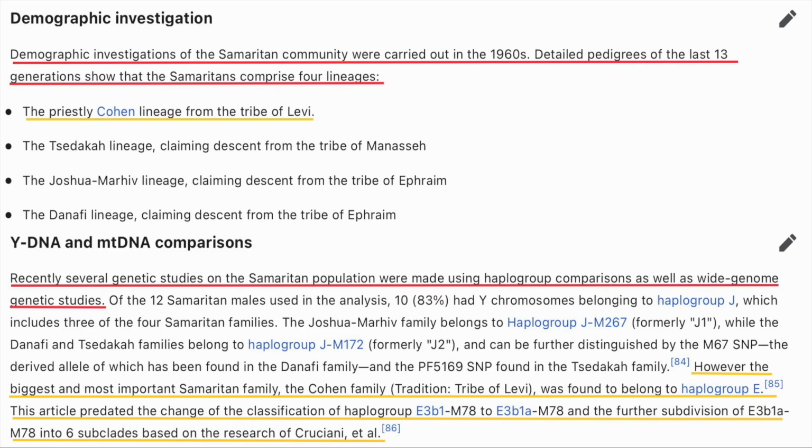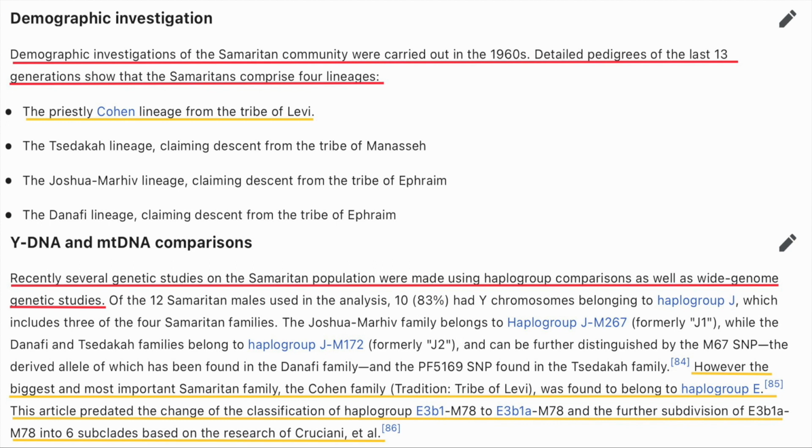Demographic investigations of the Samaritan community were carried out in the 1960s. Detailed pedigrees of the 13 generations show that the Samaritans comprise 4 lineages, one of them being our main focus, the priestly Kohen lineage from the tribe of Levi. Recently, several genetic studies on the Samaritan population were made using haplogroup comparisons as well as wide genome genetic studies. The biggest and most important Samaritan family, the Kohen family, tradition, tribe of Levi, was found to belong to haplogroup E.